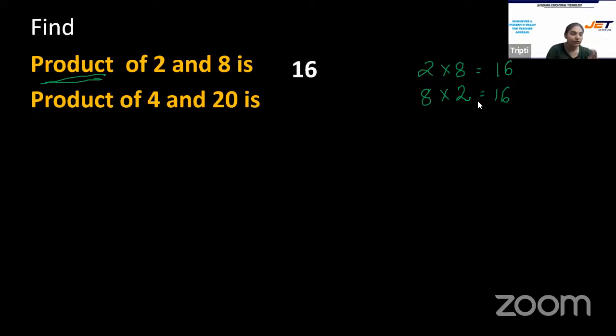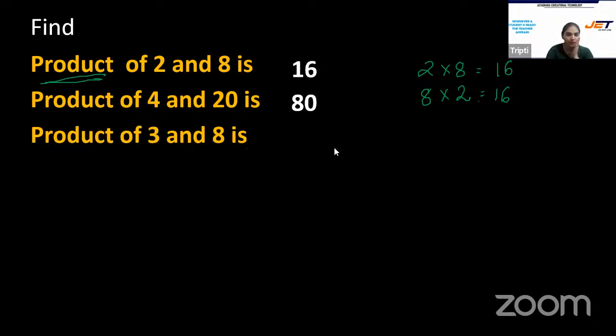Now what is the product of 4 and 20? It's just 20 times 4 or 4 times 20. What will you get? So simple. 4 times 0 is 0. 4 times 2 is 8. 80 is the answer.